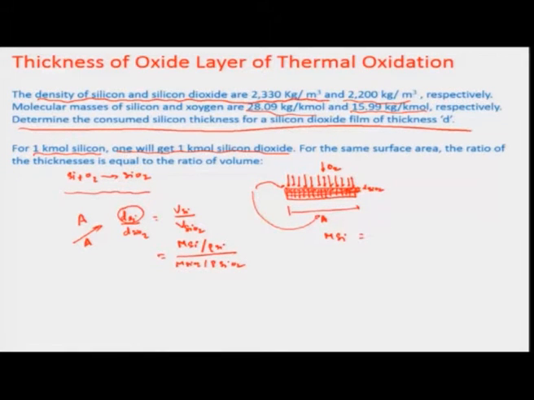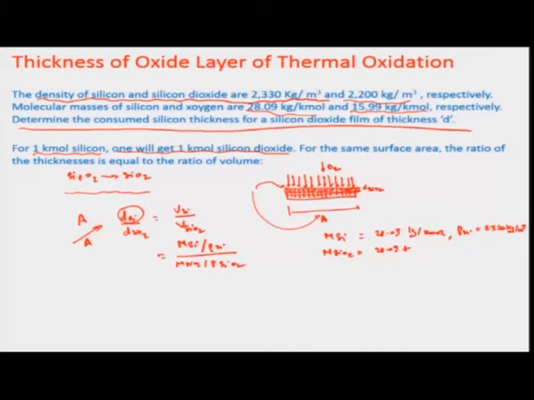So, obviously, the atomic mass of Si as given here is 28.09 kg per kilomole, and the density of silicon, rho Si, is given out to be 2330 kg per meter cube. Similarly, the molecular mass of SiO2 in this particular case would be equal to exactly 1 molar silicon and 1 molar oxygen.